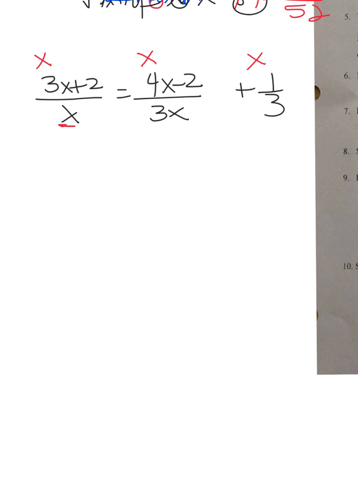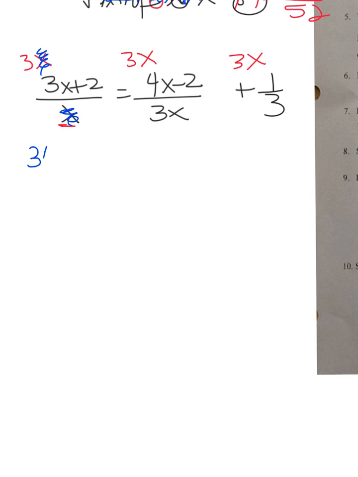Now this x here takes care of this x. This x here takes care of this x. This x here does nothing to the denominator. So how do I get rid of the 3's that are left? So I have to multiply everything by 3. So I'm multiplying all the numerators by 3x. Now I'm going to reduce. So this x reduces with this x.